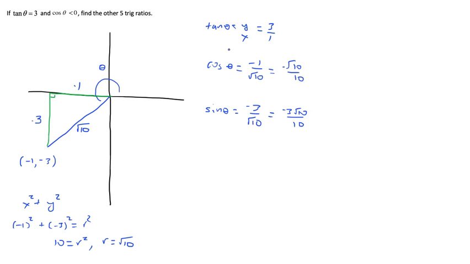Now that we have the sine, cosine, and tangent, we can just get the reciprocals. Cotangent is just the reciprocal of 3 over 1, which is 1 over 3. Secant, you notice that I can just take the reciprocal of this one. So instead of -1 over radical 10, just flip this over, we get negative radical 10 over 1. And similarly for cosecant, we'll just take the reciprocal of this one, flip that over, negative radical 10 over 3.